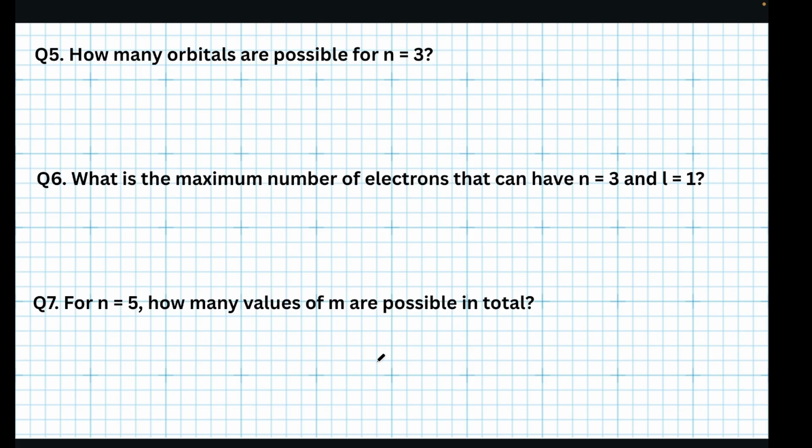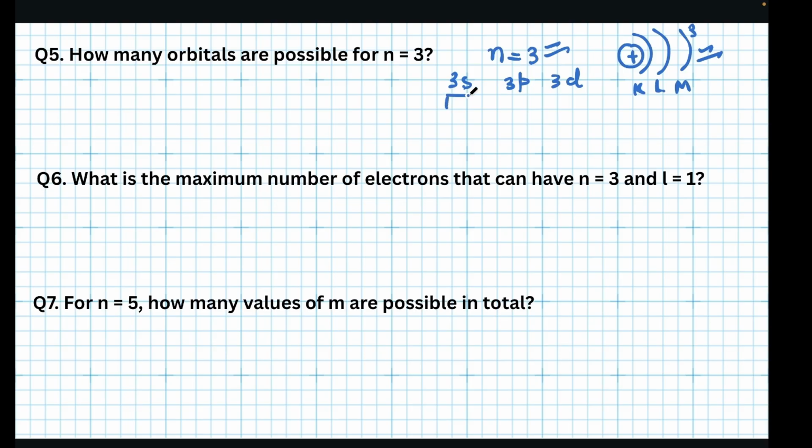Next question is, how many orbitals are possible for n is equal to 3? So for n is equal to 3, that means we are talking about the third shell. If this is the nucleus and these are the shells K, L, M, then n is equal to 3 means this is the third shell. And for the third shell, possible subshells are 3s, 3p and 3d.